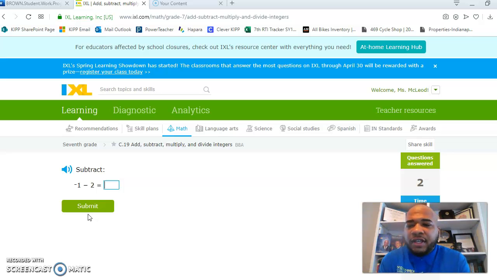All right, so now let's look at this one. Negative 1 minus 2. What I would do is change it, so I would do plus negative 2. So negative 1 plus negative 2 will be negative 3. If I owe you $1 and I borrow $2 more, I now owe you $3. So negative 3.